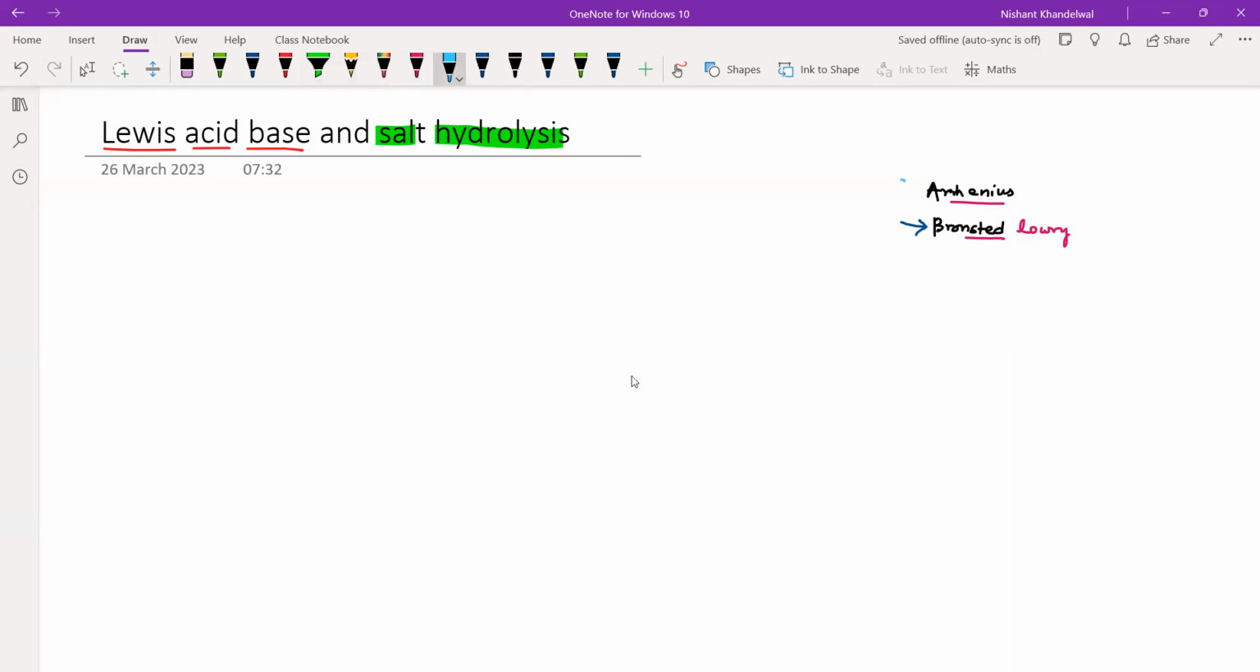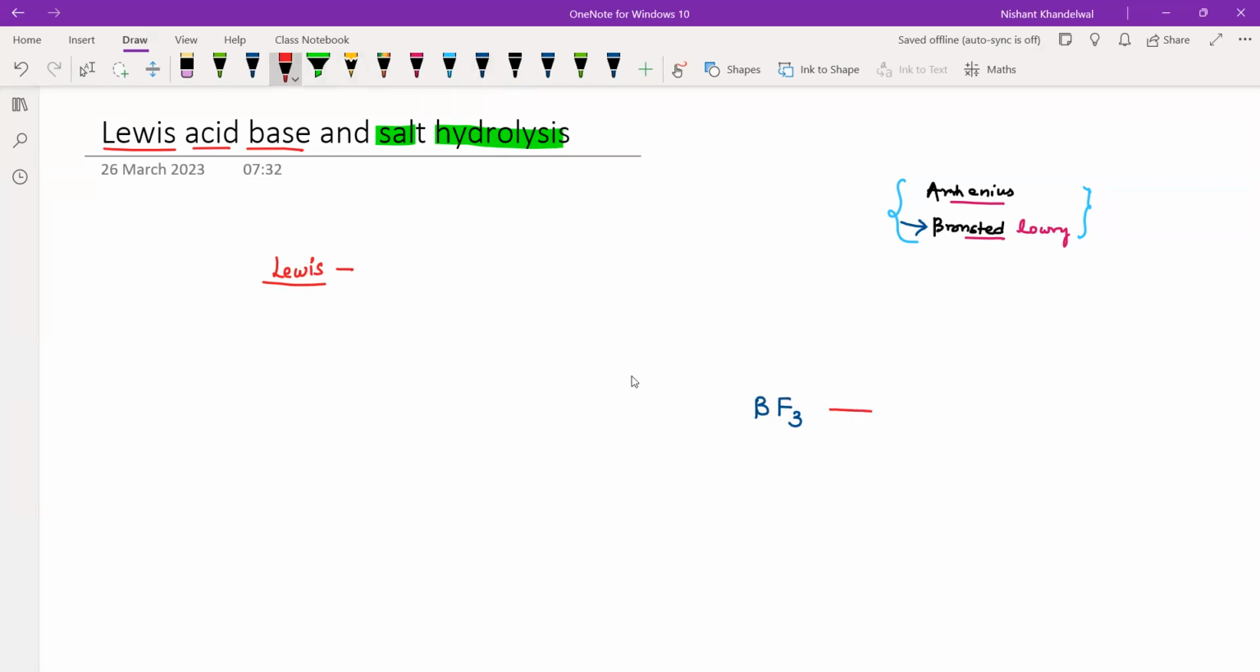So these were the two definitions that were coined by these two scientists. But now another scientist came, Lewis, and he gave a definition which is out of the box. Before telling you the definition, let me take you to another concept of chemical bonding, because you need to understand that concept to understand the definition. So we are going to discuss the molecule boron trifluoride.